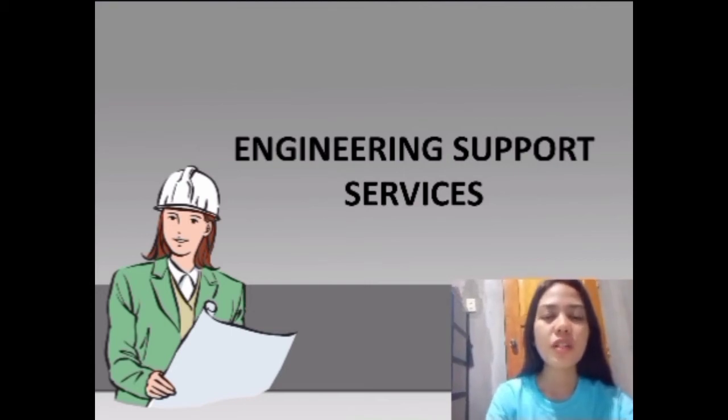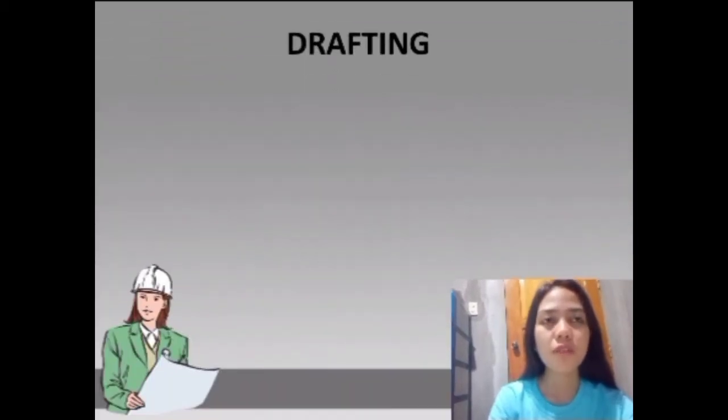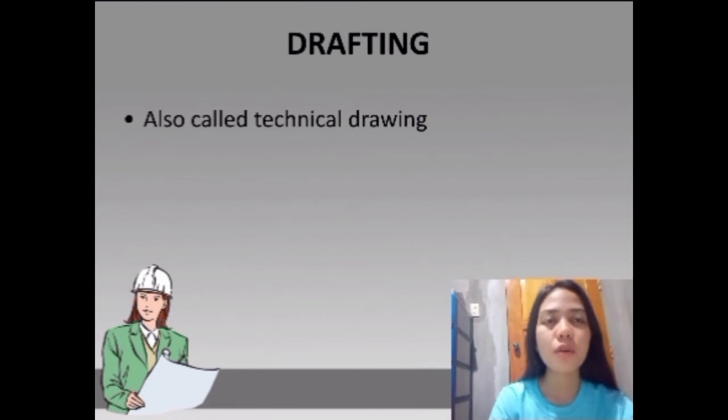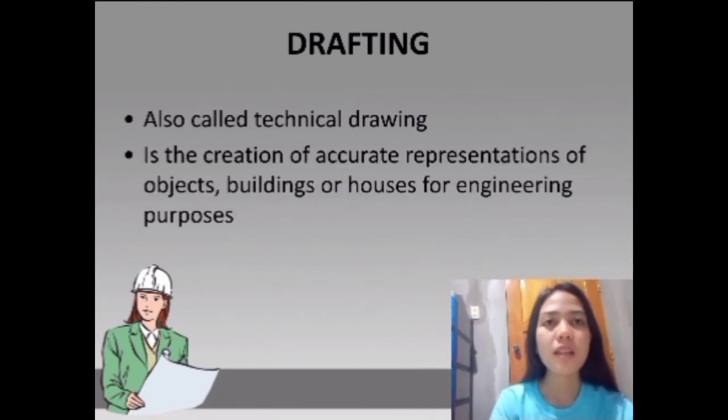The professional services described previously often require engineering support services. The engineering support services in general civil engineering practice may involve the following. The first one is drafting. Drafting is also called technical drawing and is the creation of accurate representations of objects, buildings, or houses for engineering purposes.